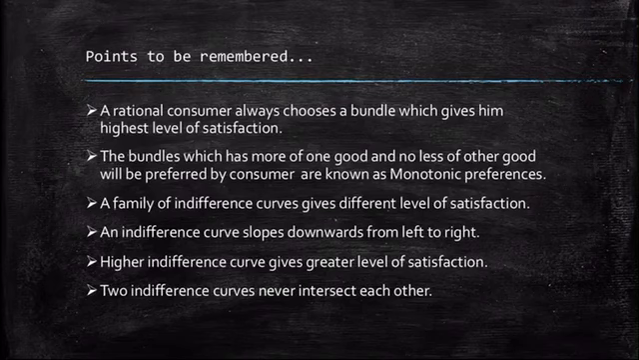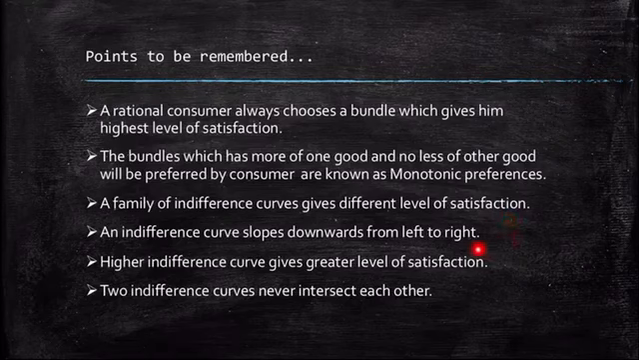Then we discussed the indifference map. An indifference map is nothing but a family or a group of indifference curves which give different levels of satisfaction. It's a very important point to remember that an indifference curve gives the same level of satisfaction, whereas an indifference map gives different levels of satisfaction.